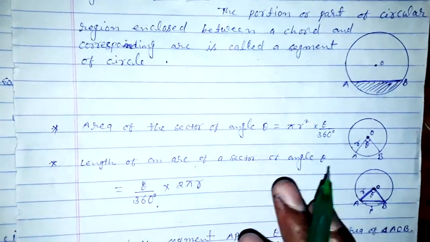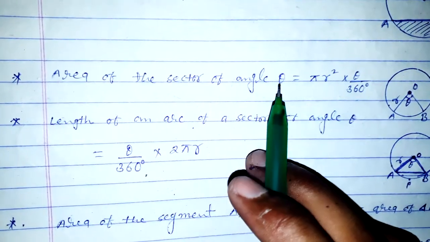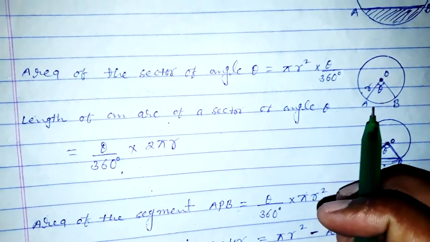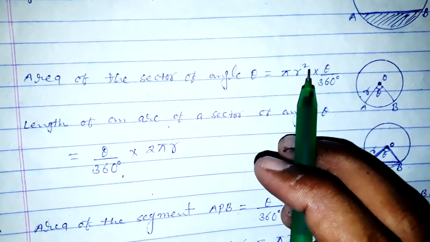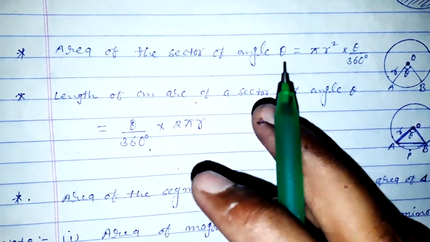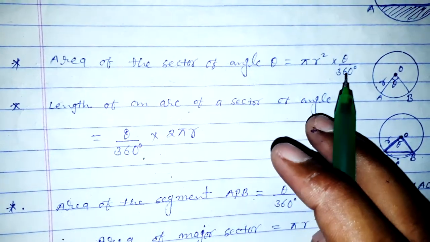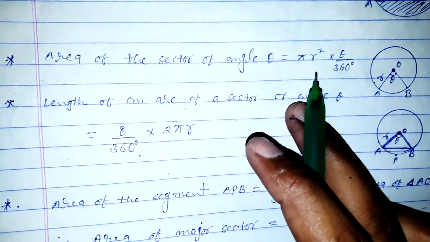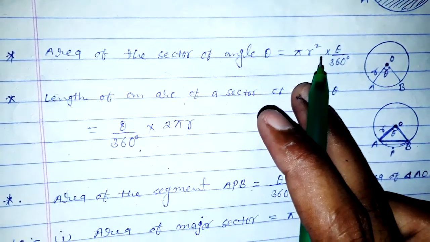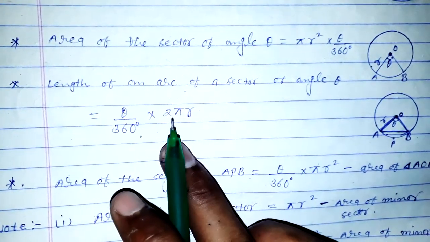Some formulas we use here. Area of the sector of angle theta, where the arc makes angle theta, is pi r square into theta upon 360 degree. Length of an arc of a sector of angle theta is theta upon 360 degree into 2 pi r. The values can be interchanged, it does not matter, because 2 pi r is the same.